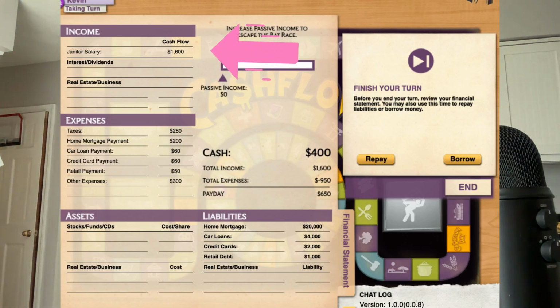First, let's look at the financial statement as I'm starting the game. I'm a janitor making $1,600 a month. My expenses altogether are $950. I own no assets and I have nothing but liabilities. I need to make a total of $950 in cash flow in order to get out of the rat race.